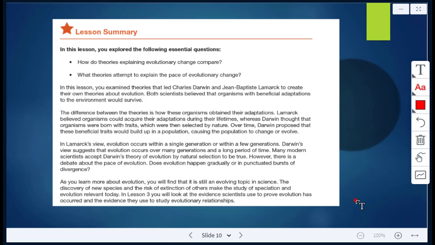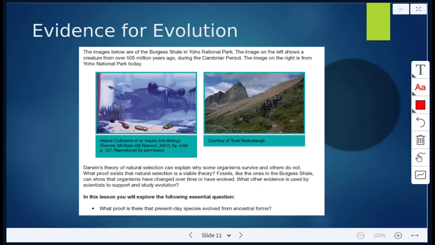today. So next, we'll be looking at evidence that scientists use to prove evolution has occurred, and the evidence they use to study evolutionary relationships. Next, we're going to look at evidence for evolution. So here we're just looking at a couple images.